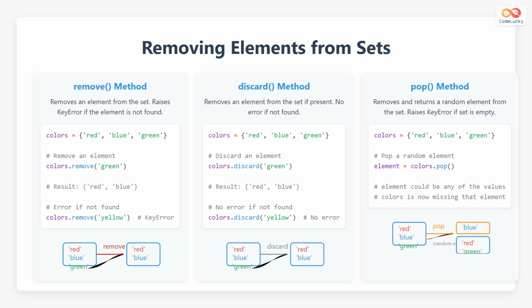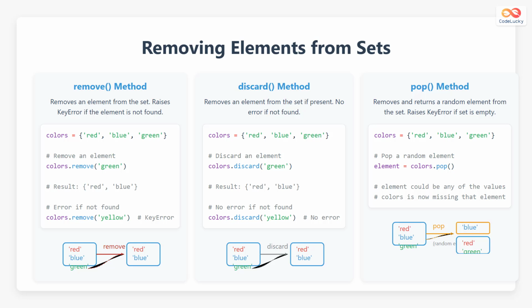There are three methods available to remove elements from a set. The first method is the remove function, which removes a specified element from the set. However, if you try to remove an element that is not in the set, it will raise a KeyError. For example, if you have a set of colors containing the strings red, blue, and green, you can remove the string green by calling colors.remove, passing in the string green as its argument.